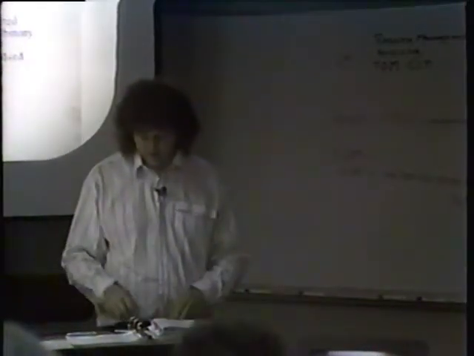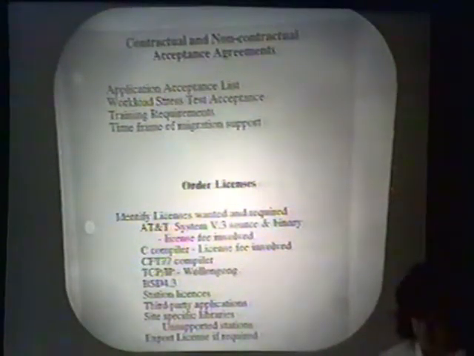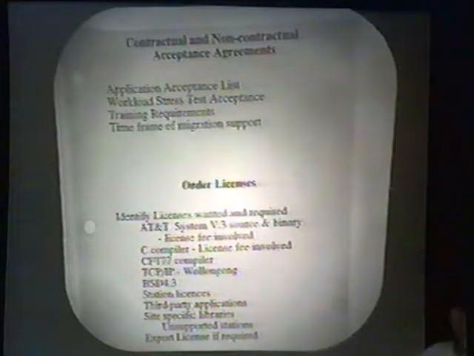And this has been a problem on some sites because of people popping up with some new code that they have to have on the other system, and it's getting down to the wire. What you're trying to do is avoid the problems before they become problems. A workload stress test acceptance. What do you expect to be able to do with the machine? What type of performance do you expect before you go native?